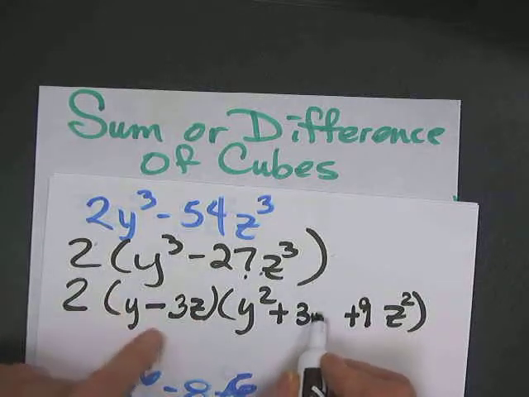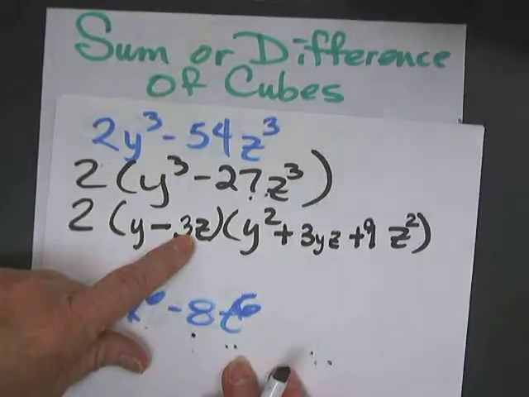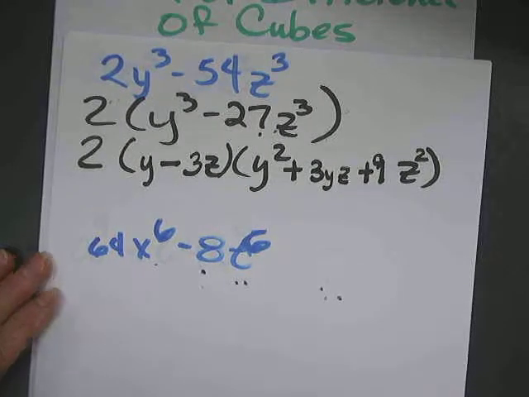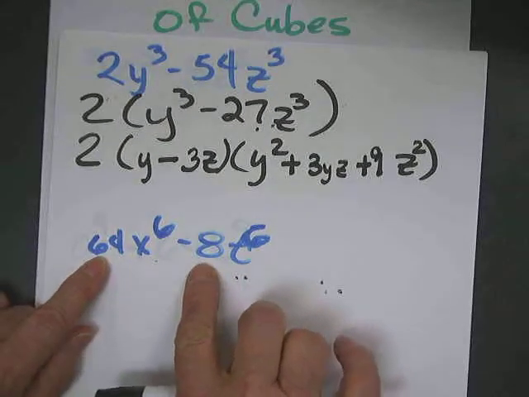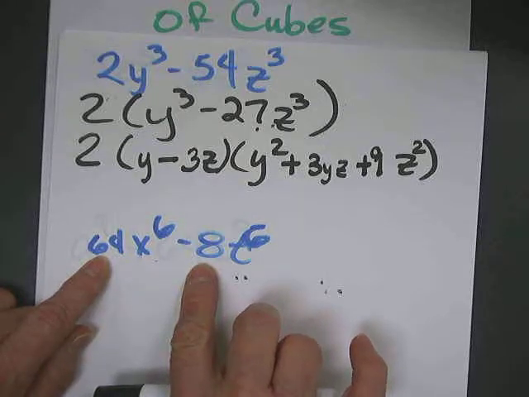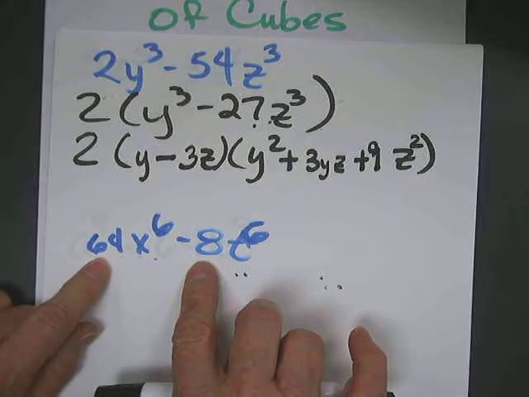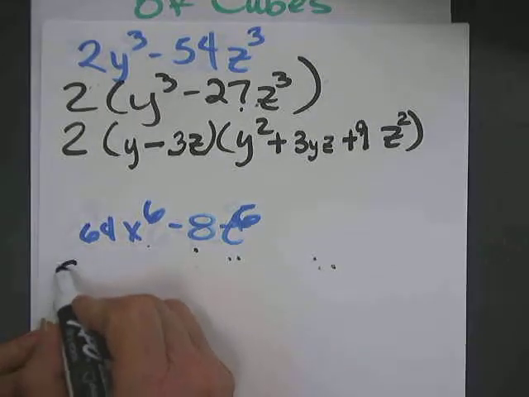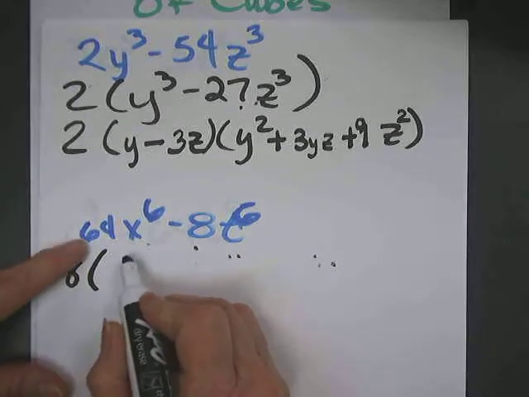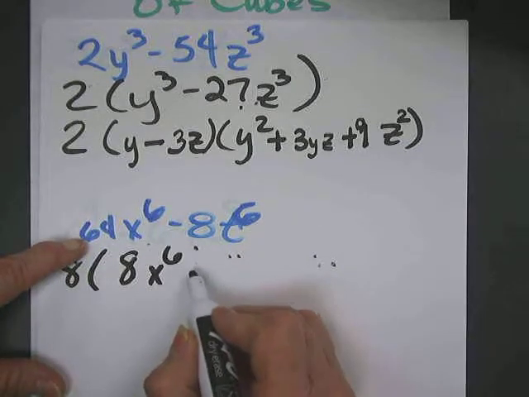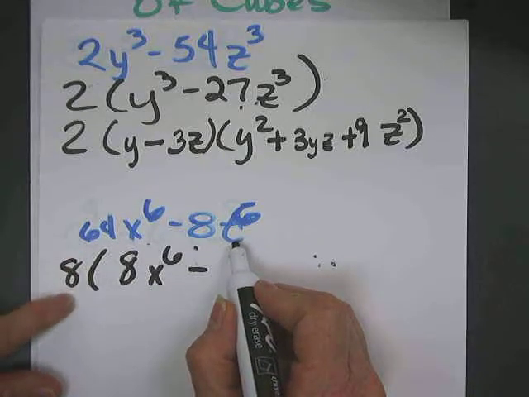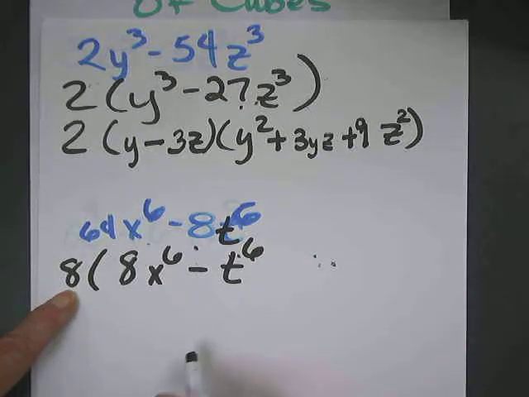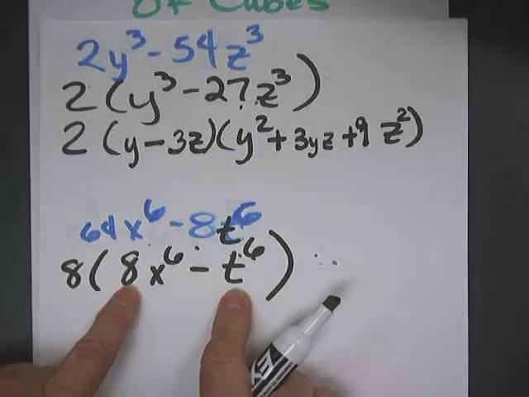2 and 3. Y cubed is y and y squared. And 27, 3. And 3 squared? 9. The z part? Z and z squared. Signs? Same, opposite, positive. Same, opposite, positive. Middle term? 3yz. Right, multiply.